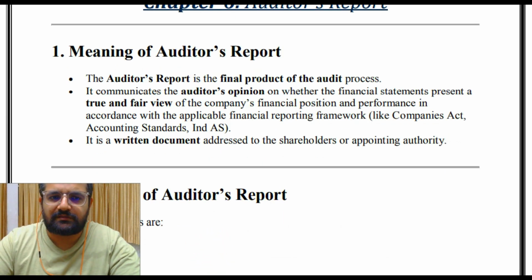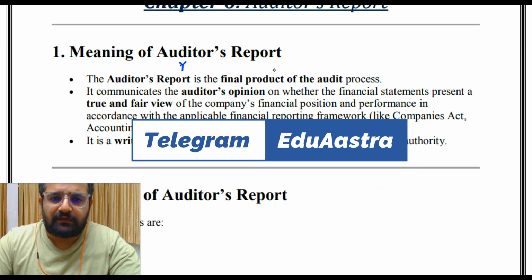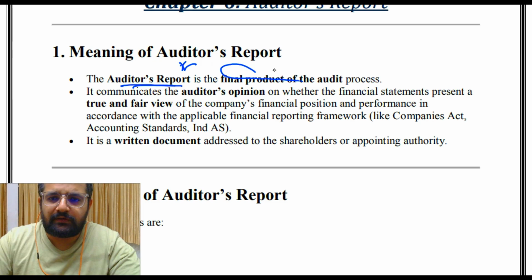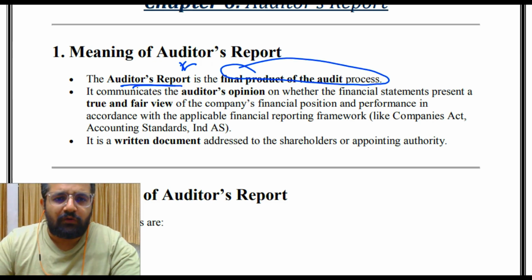So let's start with this chapter 6, Auditor's Report. Meaning of Auditor's Report. The name itself suggests what the auditor's report is. It is the final product of the audit process. The final product that you will get after the audit process is the auditor's report.